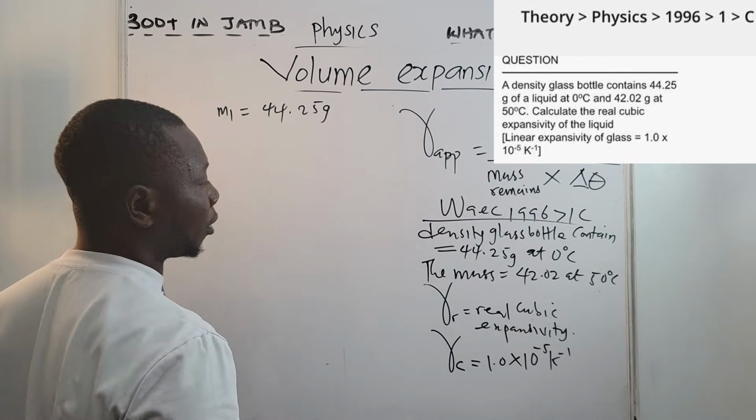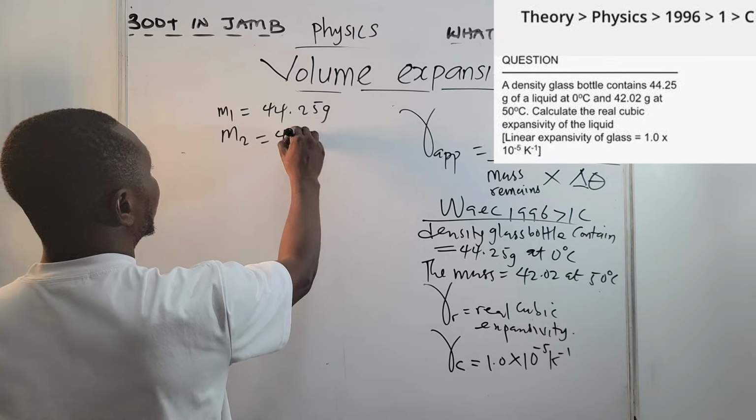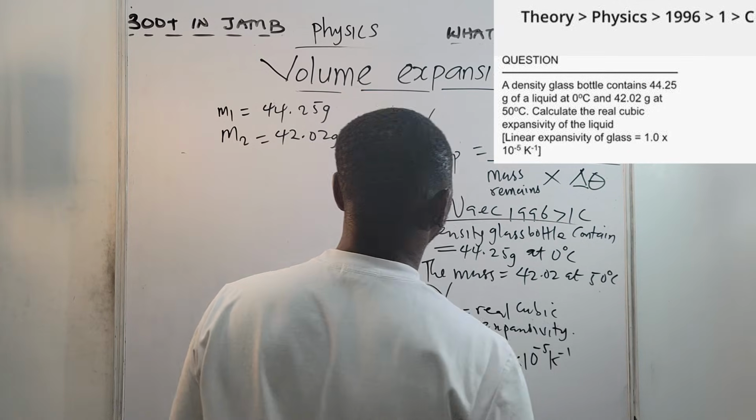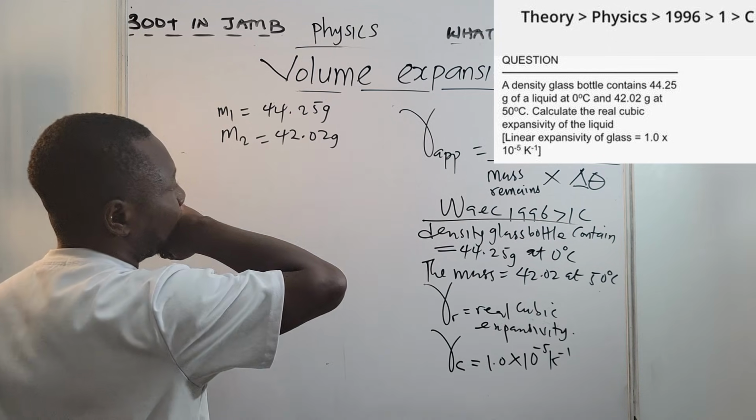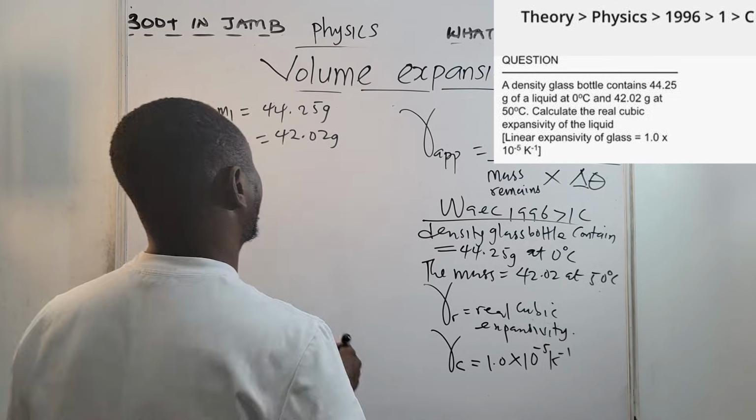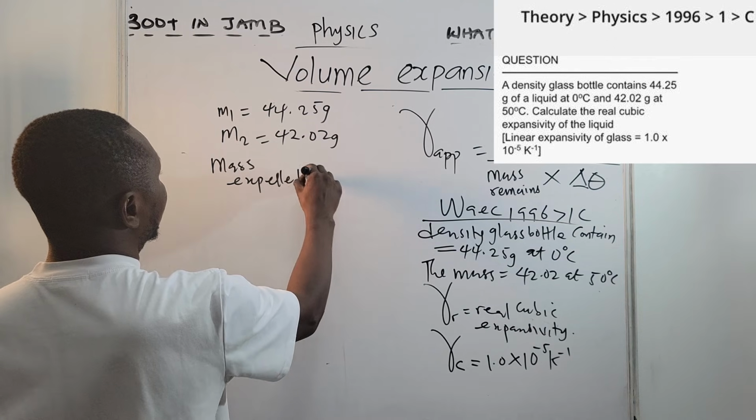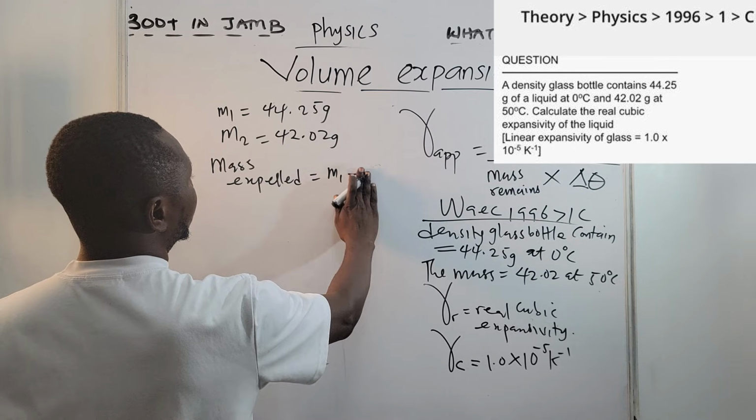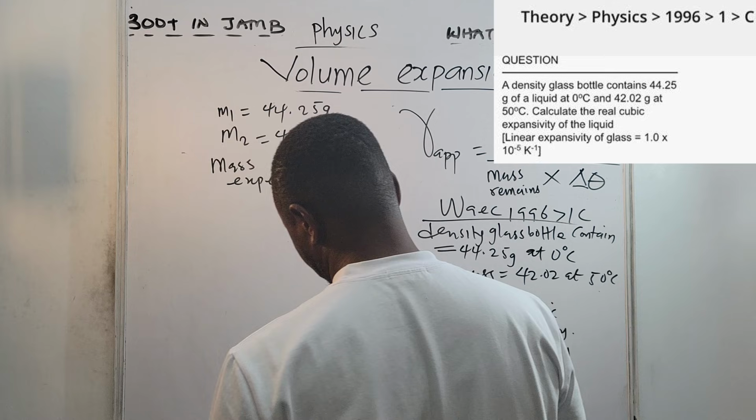Now, we can say that M1 is 44.25 grams. All right? So M2 is 42.02 grams. Now, we need the mass expelled. How do we get the mass expelled? The mass expelled is equal to M1 minus M2.